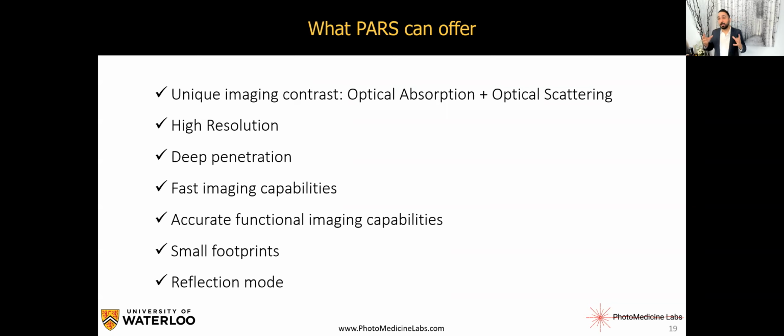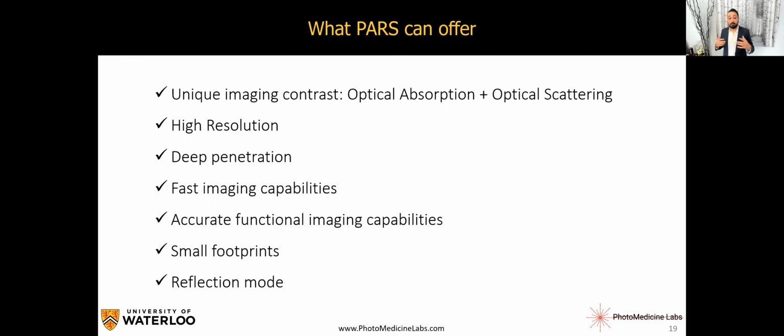Now, because we do not have that bulky ultrasound transducer, we can reduce our footprint to be as small as a single mode fiber. And this works in reflection mode. That means it doesn't matter how thick the tissue is, as long as you penetrate, let's say, 1, 2, or 3 millimeters inside that tissue, you can image it.